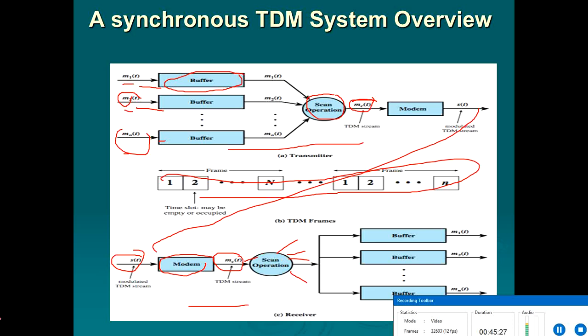So synchronous TDM is called synchronous not because synchronous transmission is used, but because time slots are pre-assigned to the sources. The time slots for each source are transmitted whether or not the source has data to send. So each source will have a time slot whether or not it has data to send.